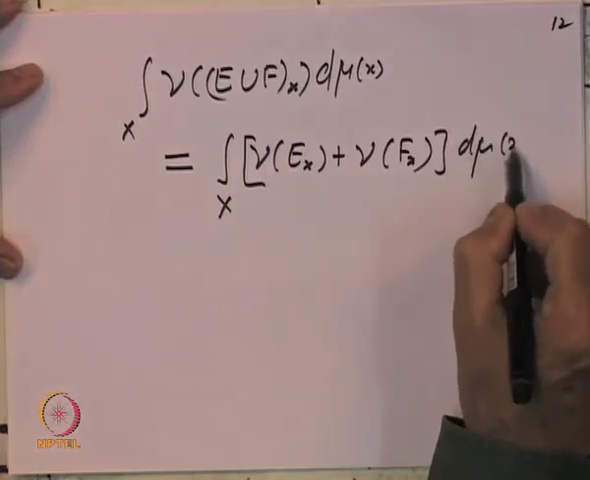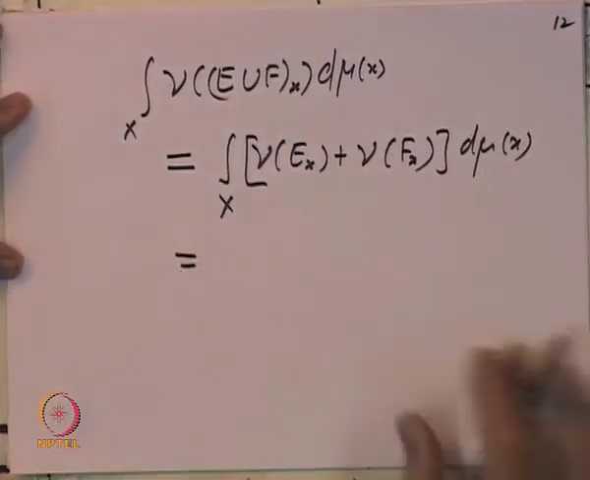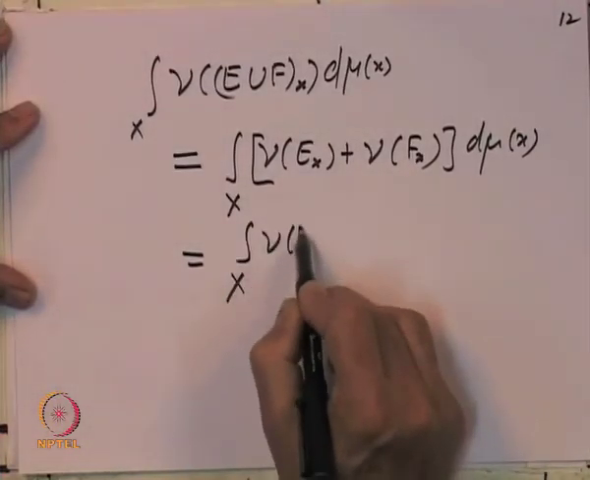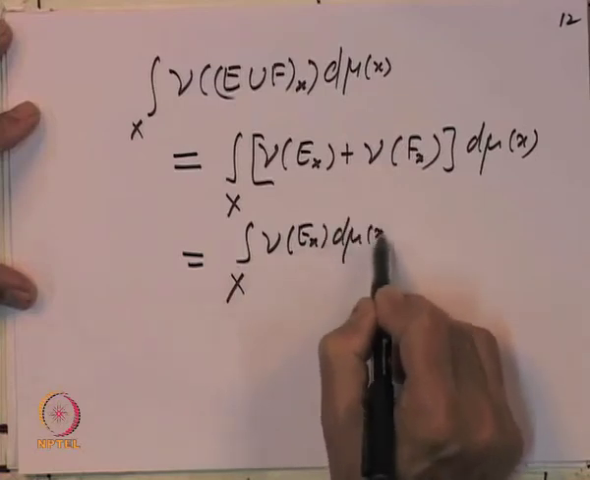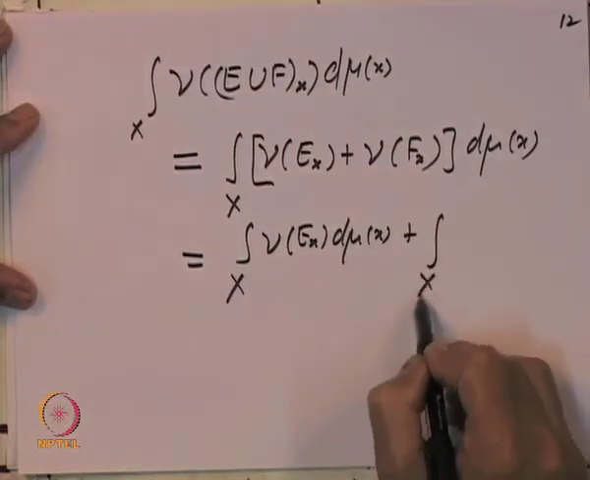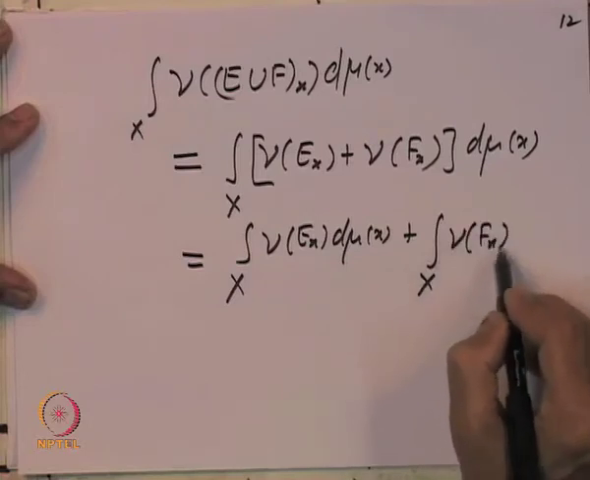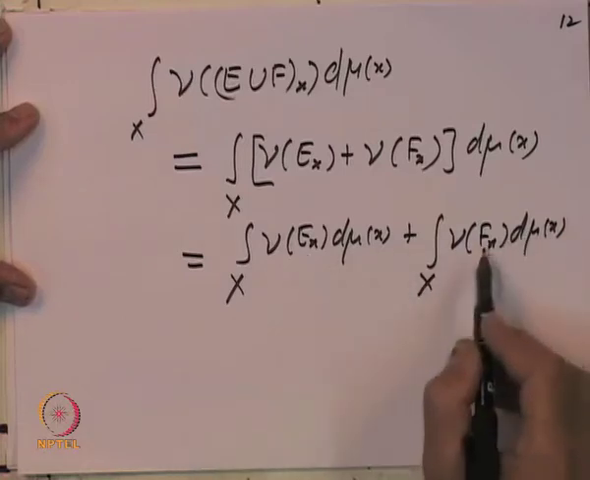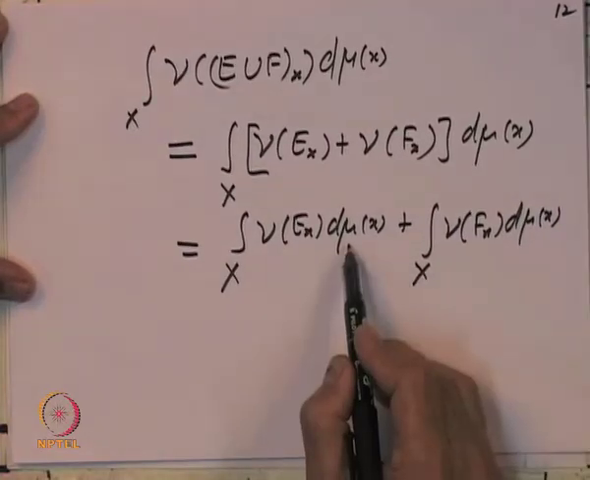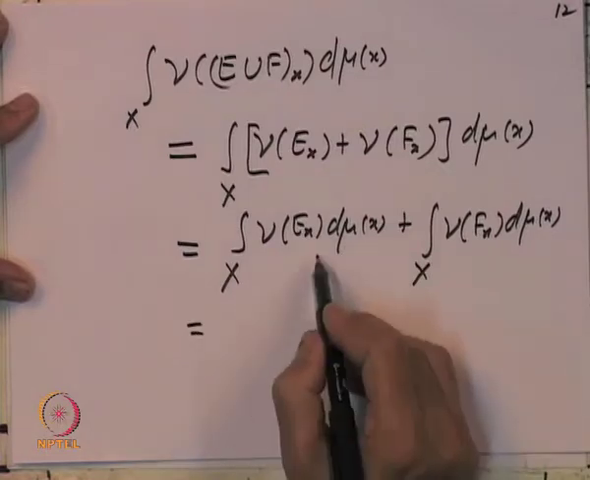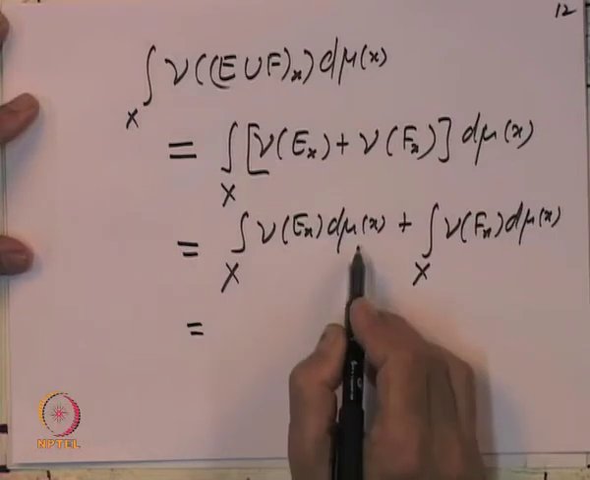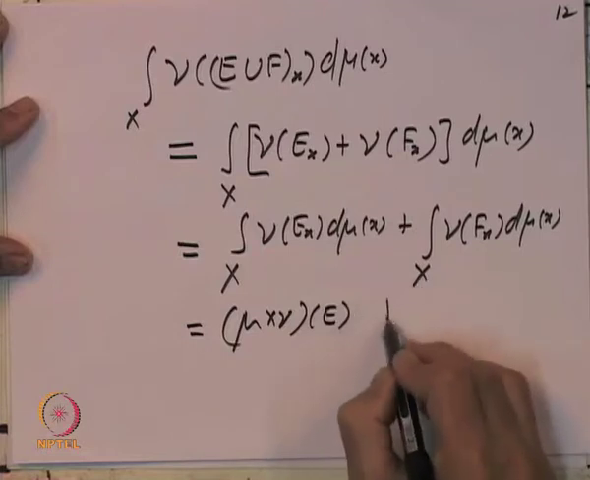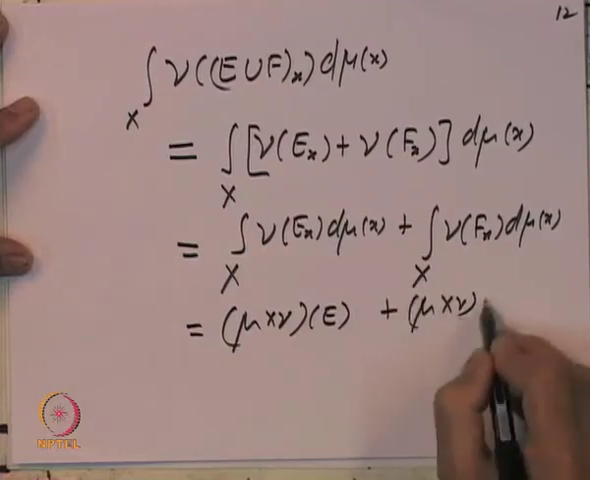d mu x. So, now, by using the properties of the integral, this we can split as integral over x of nu E x d mu x plus integral over x of nu of F of x with respect to d mu x. Now, because E and F both are inside the class P, for which this property holds, the integral of the section nu E x d mu x is nothing but mu cross nu of E, and the second integral is nothing but mu cross nu of F.